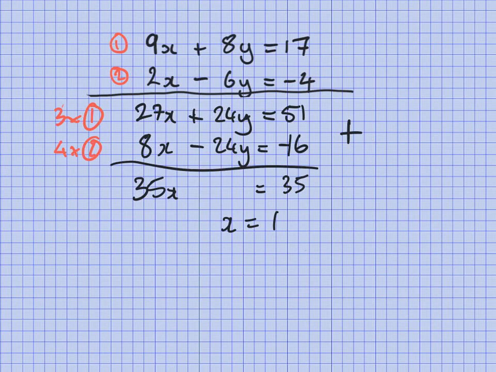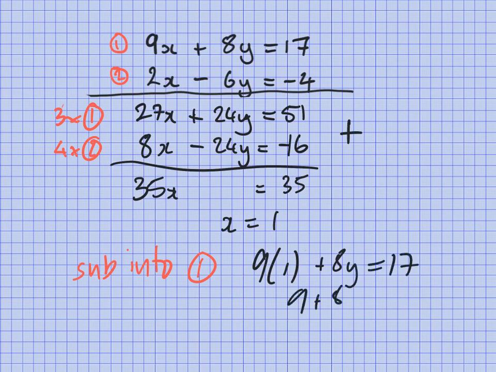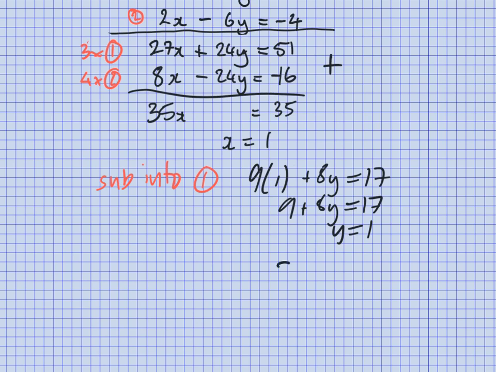Now we need to sub this in to check that it's still correct. So I'm going to sub into, why not, equation 1. That gives me 9 times 1 plus 8y equals 17. So 9 add 8y equals 17. So we can see that y equals 1. We check it on the other one and we get the solution. X equals 1, y equals 1.